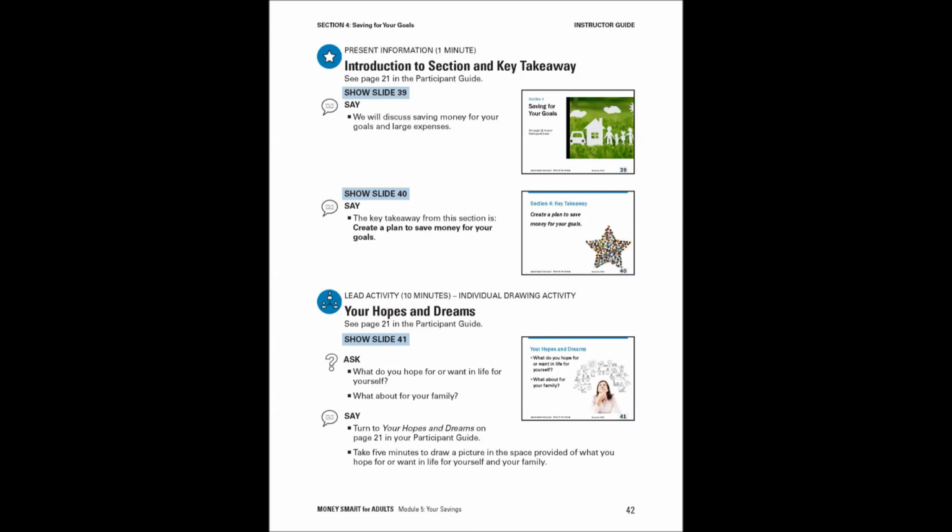The first topic in this section is your hopes and dreams. This is an opportunity to allow participants to draw actually what they believe their hopes and dreams are, or what they want in life for themselves, and about what they want for their families. Showing slide number 41, you'll set this up and then give them an opportunity to turn to page 21 in their participant guide and to actually draw in this space provided. Right underneath the key takeaway section on that page, there's a box that they can actually draw the picture.